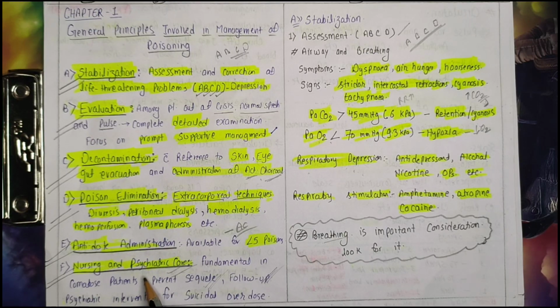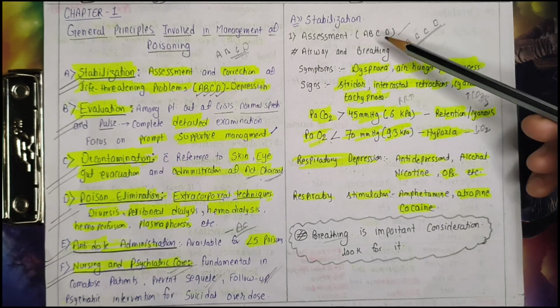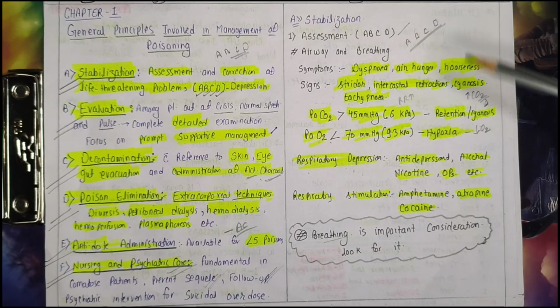Our sixth principle, but a very important one, lies in nursing care and psychiatric care. This is fundamental in admitted, bedridden and comatose patients. It helps prevent sequelae, and during follow-up we can also give proper nursing care. Psychiatric intervention can also be given so that suicidal tendency can be reduced. Now, without wasting much time, we will go to our first principle, that is stabilization.